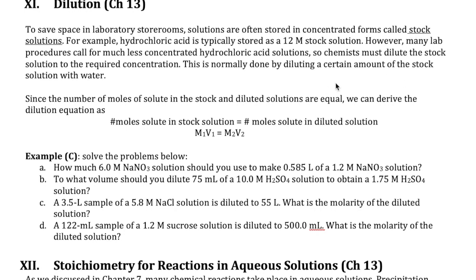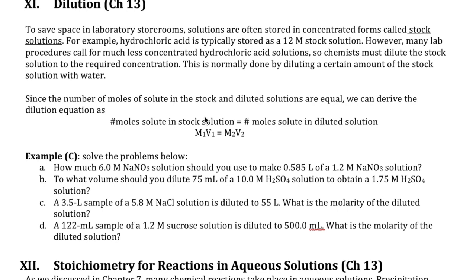And when we need the actual solution, we would dilute it. So for example, we would make a 12 molar stock solution of hydrochloric acid, and when we need the 1 molar solution, we would just take the 12 molar and add some solvent to it, which in this case would be water. What doesn't change when you do a dilution is the number of moles of the solute, because all you're doing is adding solvent.